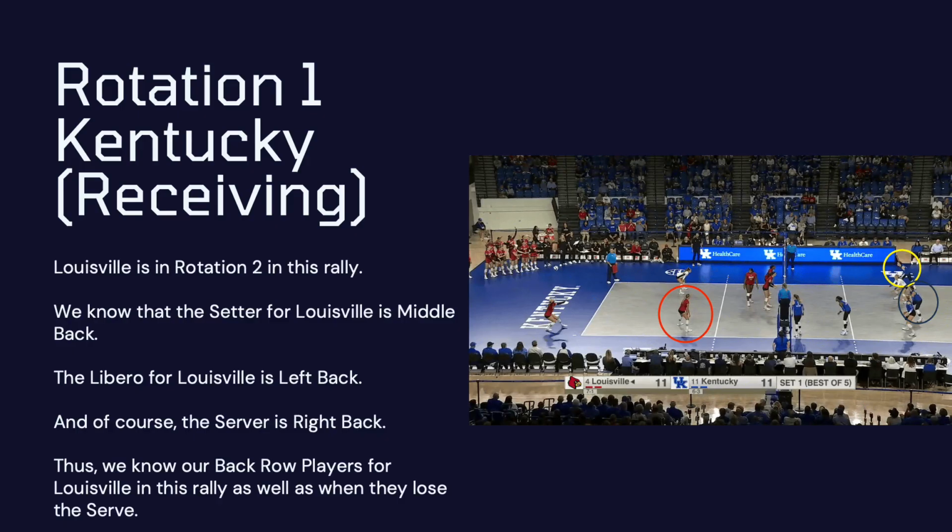Now we see that Louisville, who's serving in this particular rally, is in rotation 2. This means that our setter has to be our middle back. Our libero is still in the contest, so our libero has to be our left back. And of course, our server has to be right back. So we know our 3 back row players for Louisville in this rally. If they lose the serve in this rally prior to the end of the set, we should hopefully be able to maintain who our back row players are.